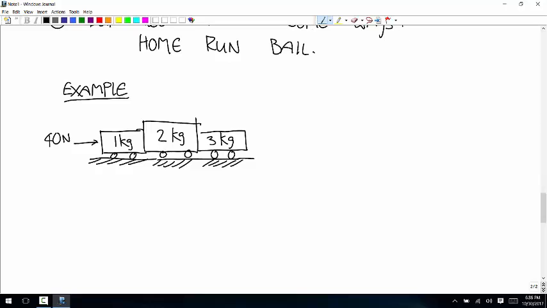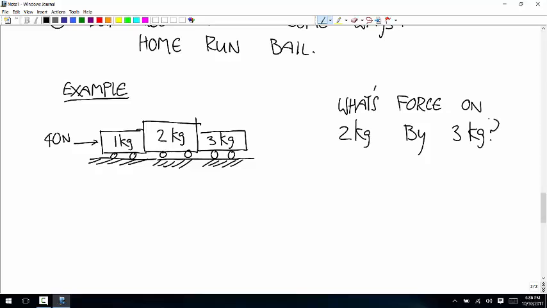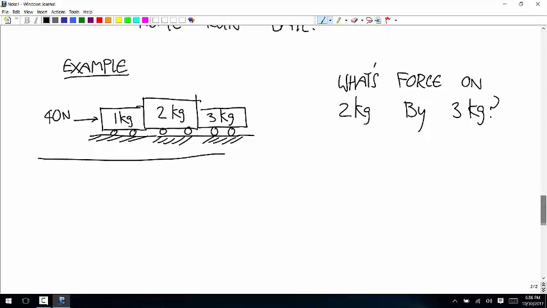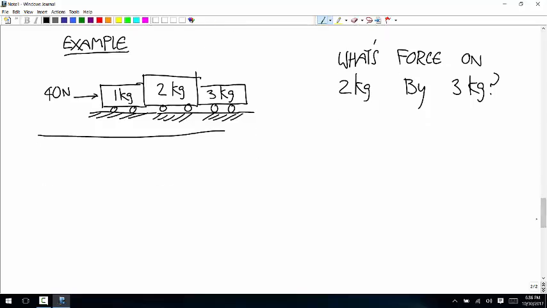And we want to know what's the force on the 2 kilogram cart by the 3 kilogram cart? Okay, well, with these kind of problems, the first thing we always do is calculate the acceleration. So we'll isolate all 3 of these together and calculate the acceleration.